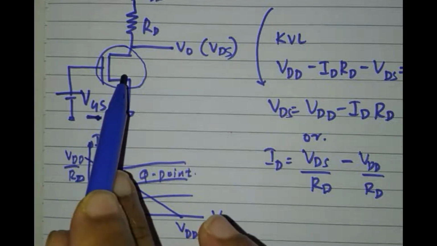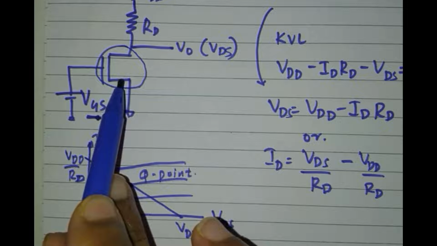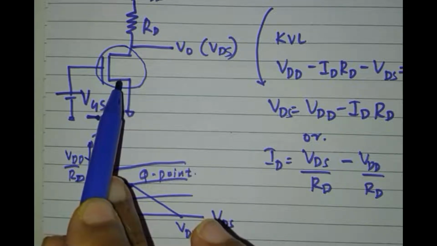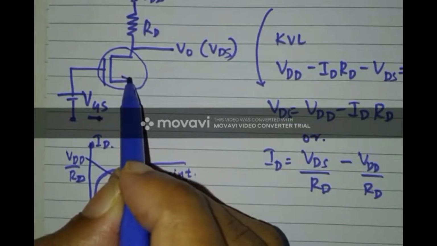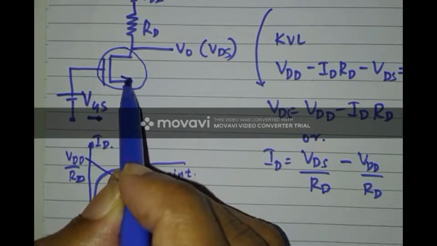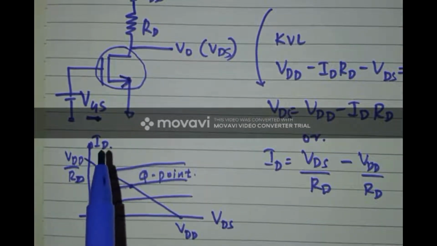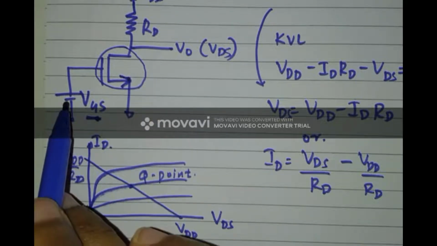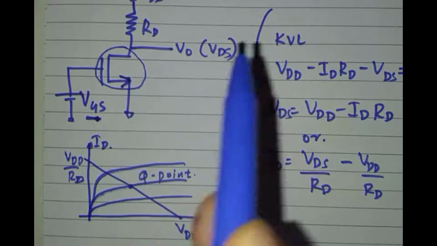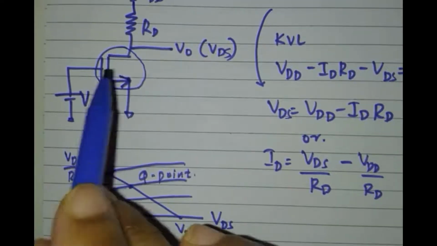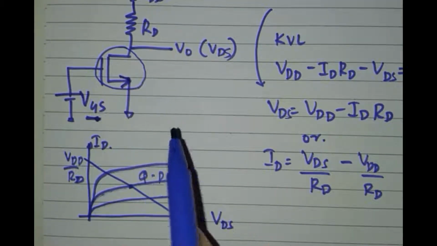In which region does this have to be biased? Of course we know that it has to be biased in saturation region. Now basically when I start giving the input, in which regions does this MOSFET move through? Will it be in saturation region always when I start increasing this VGS, or will it be in saturation then come to linear then come to cutoff, or will it be in linear then come to saturation and then come to cutoff? I don't know as of now.